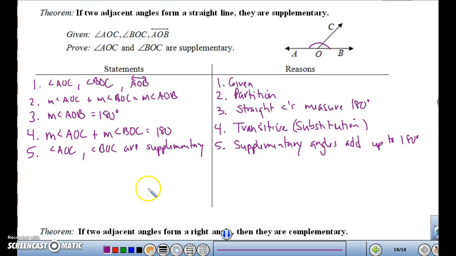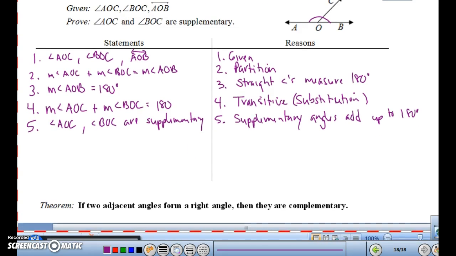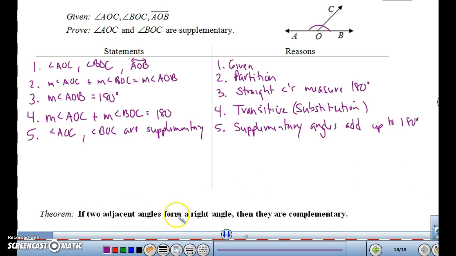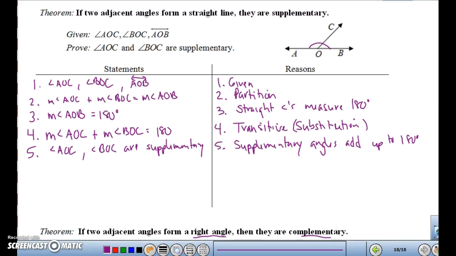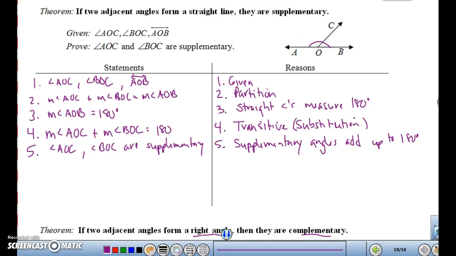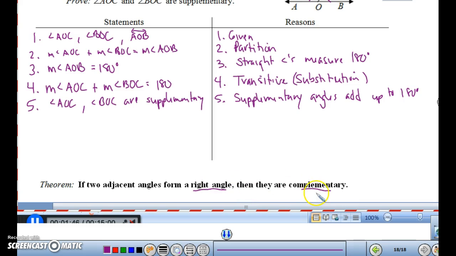So from now on, whenever you have two adjacent angles that form a straight line, you can automatically say they are supplementary. Now, this also works for complementary, but what kind of an angle would you have to have? If two adjacent angles form a right angle, they are complementary. So we could do this same proof, but instead of using a straight angle, we would use a right angle, and we would prove that they're complementary the same exact way. So if two adjacent angles form a straight line, they're supplementary. If two adjacent angles form a right angle, they are complementary.